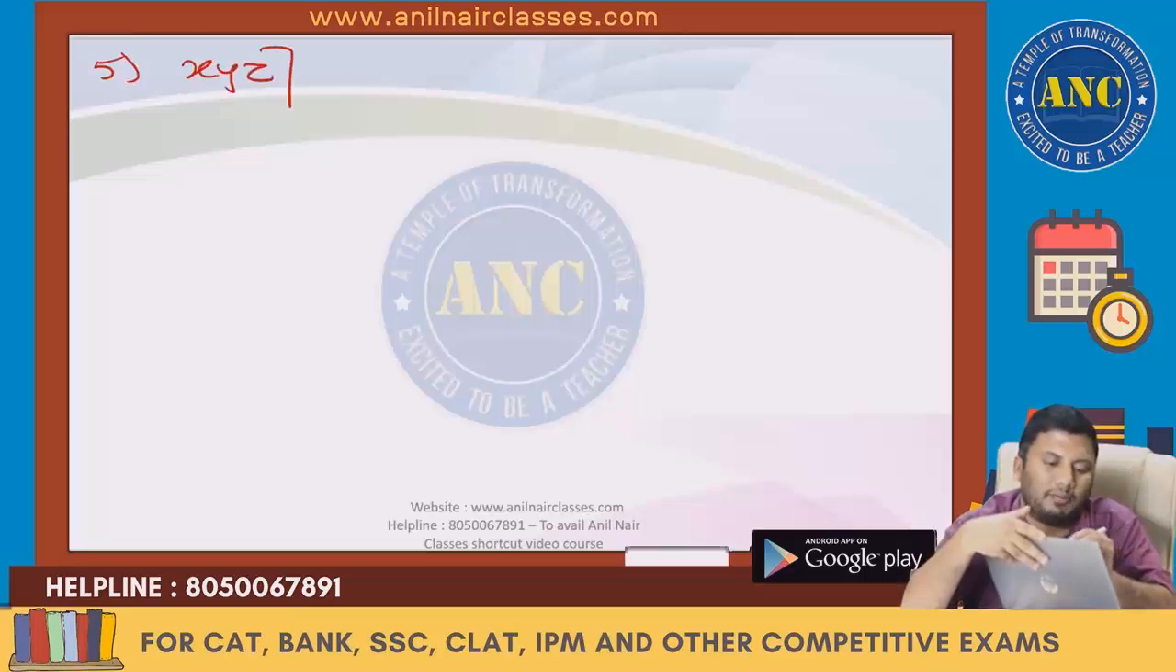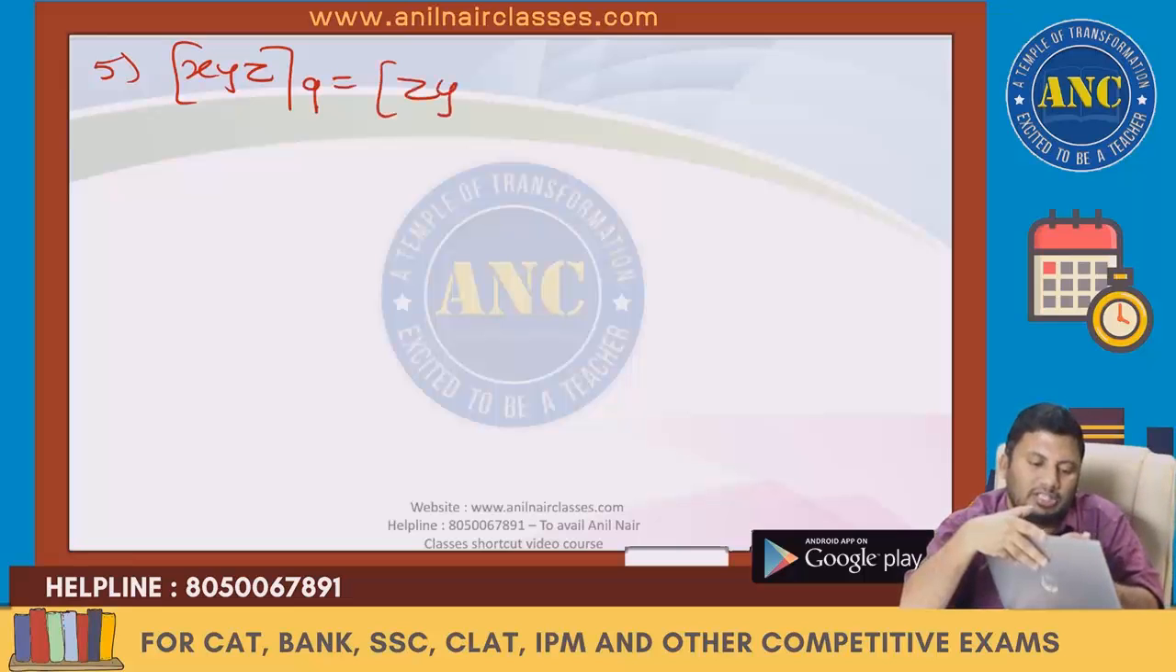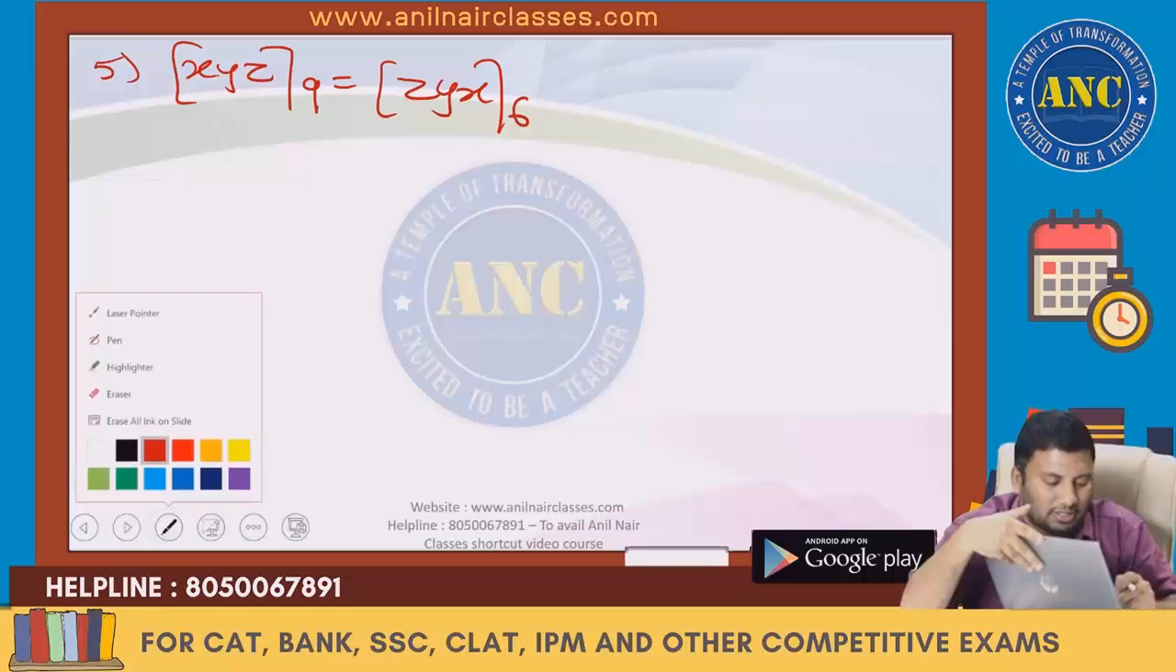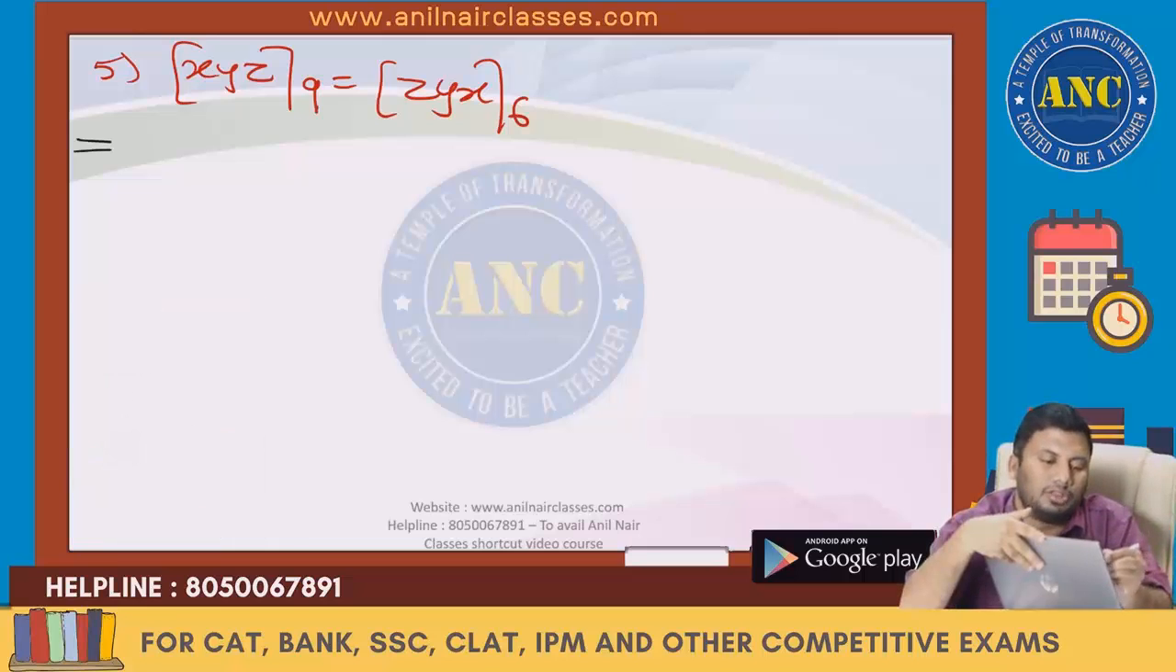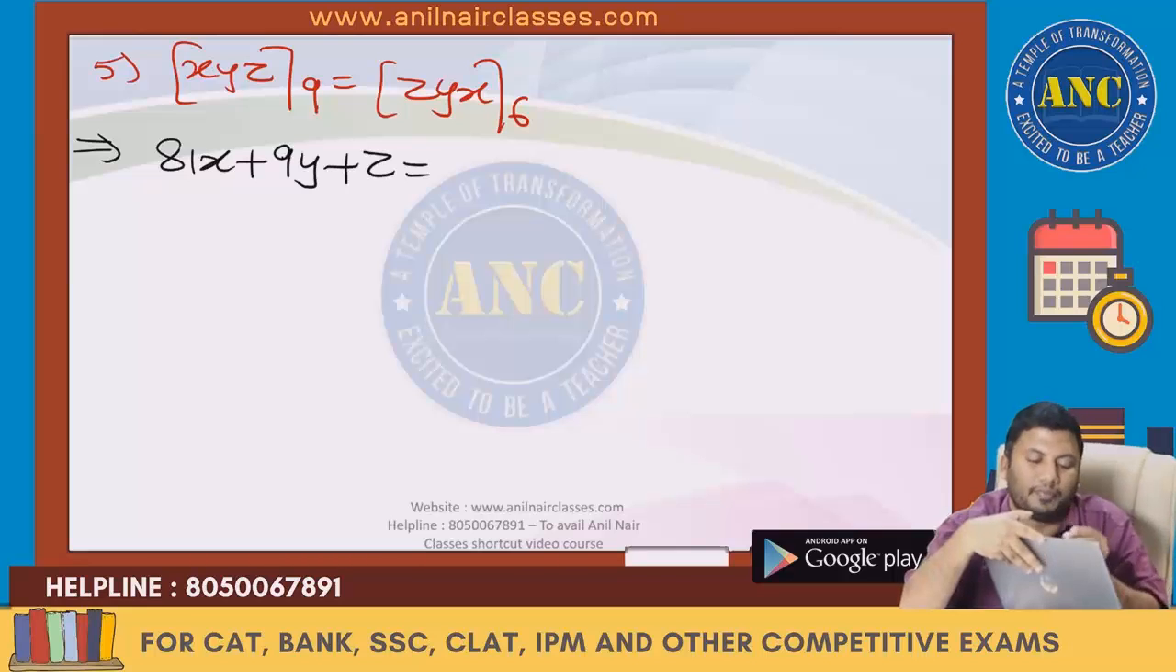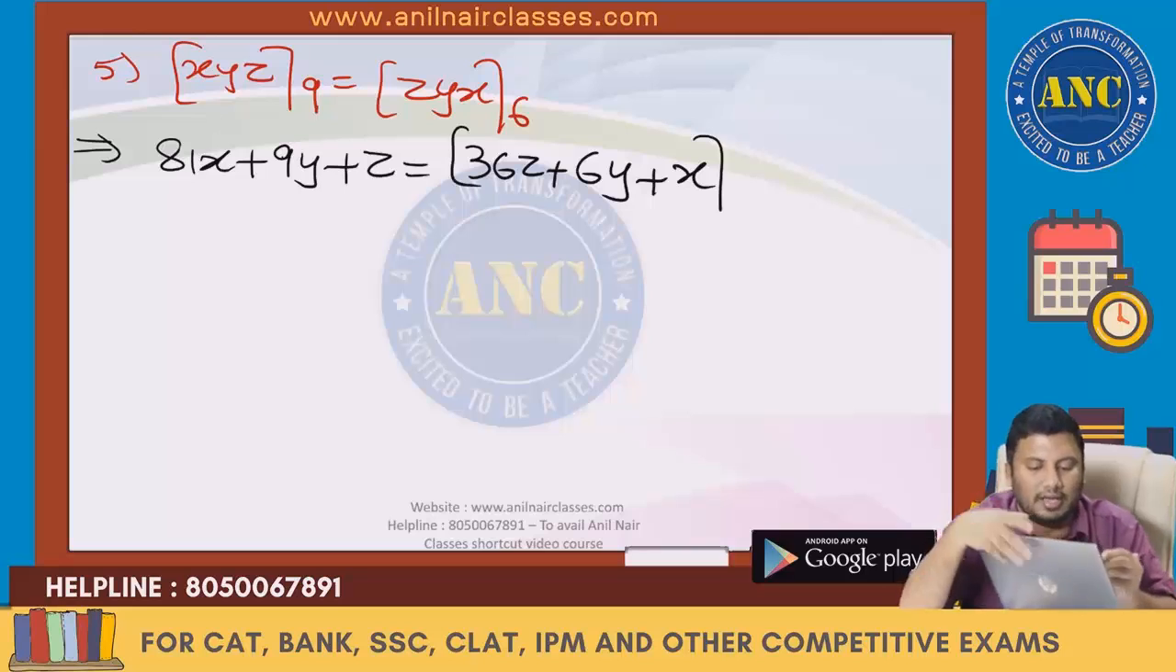XYZ. This is a competitive exam question. XYZ in base system 9 is equivalent to ZYX in base system 6. This will be 81x plus 9y plus z, equal to 36z plus 6y plus x. I hope it is clear.